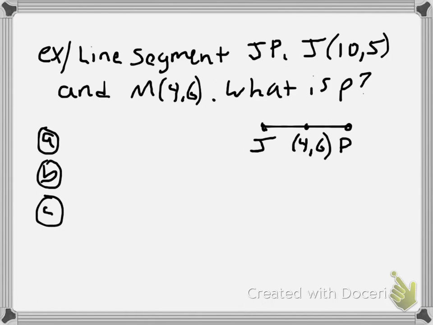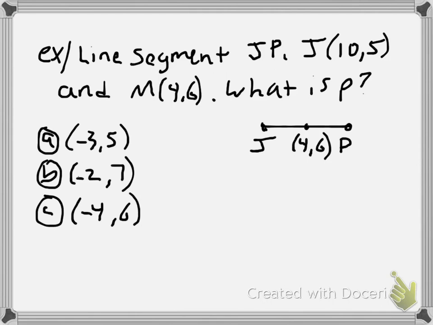Let's say I have A, negative 3, 5; B, negative 2, 7; and C, negative 4, 6. Well, we know in this case that J is one of our endpoints. So we know that if we add the x's of J and one of these three multiple choices and divide by 2, it should equal, in this case, 4. So when I do these, I just go through and check the x's. If the x's work, then I check the y. If that works, obviously I have my answer.